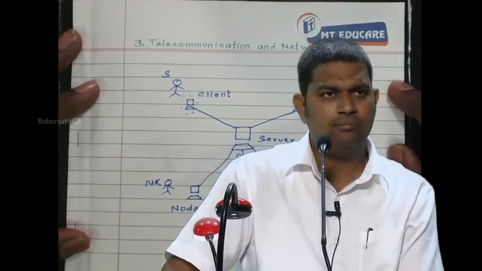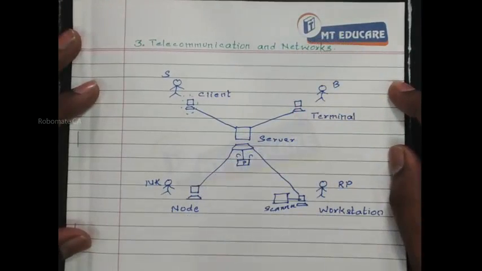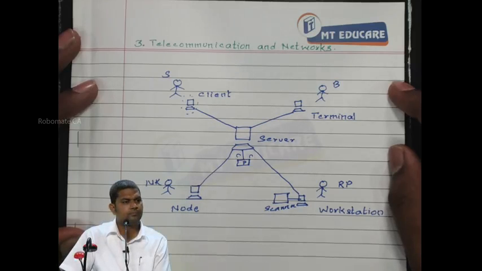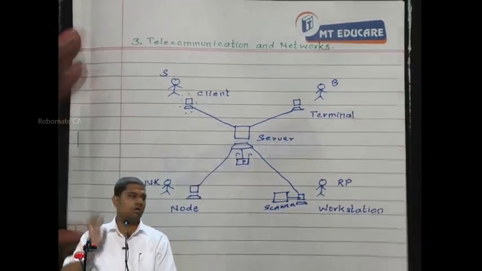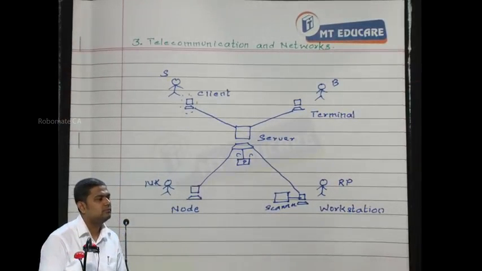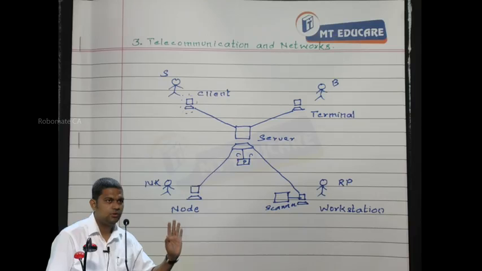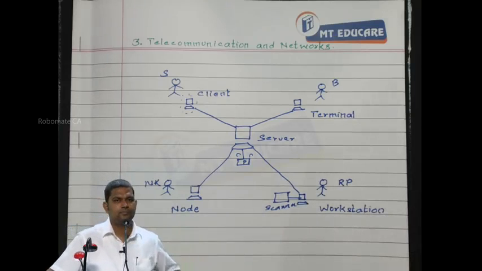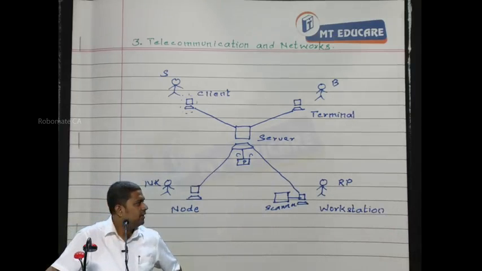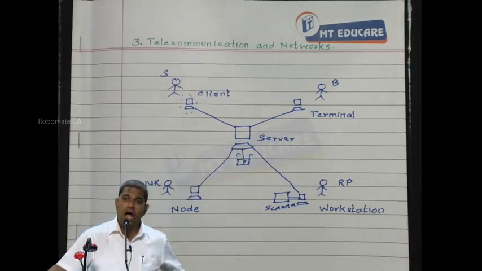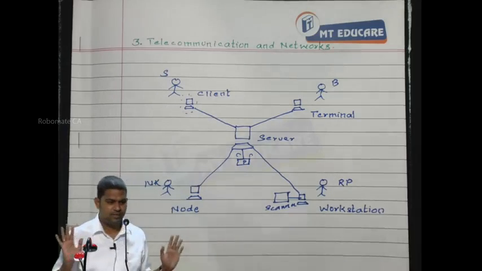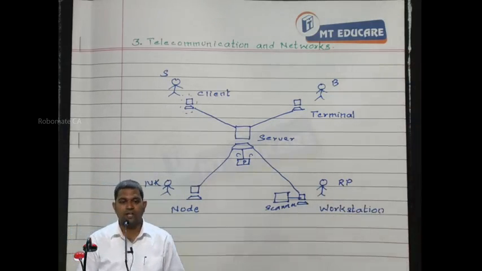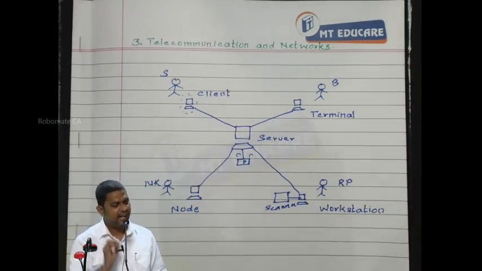Have you understood this diagram? Are you sure? But this diagram is wrong. I am repeating, this diagram is wrong. Conceptually, it is right that all the nodes are connected to the server, but a technical person can find out that this is a wrong diagram.